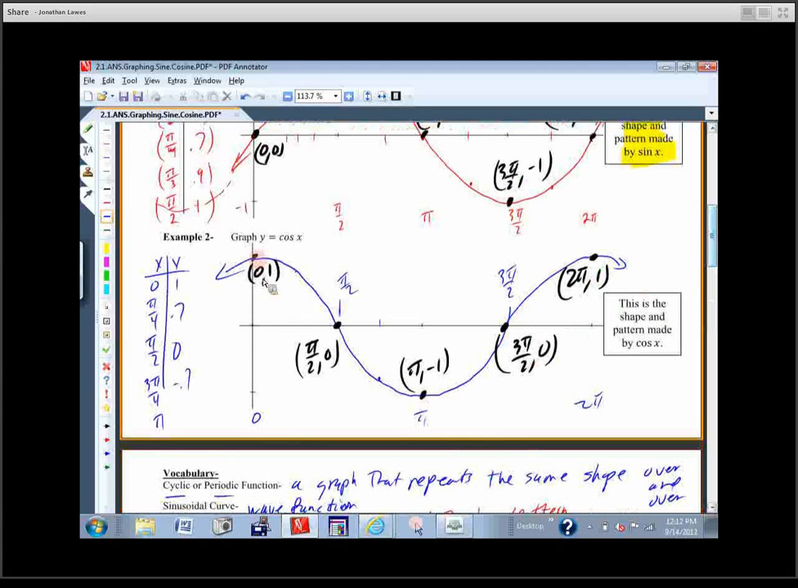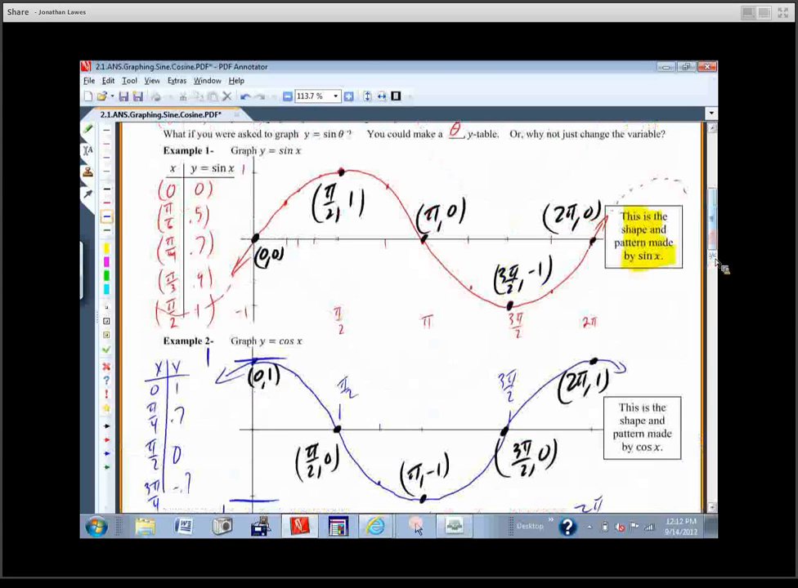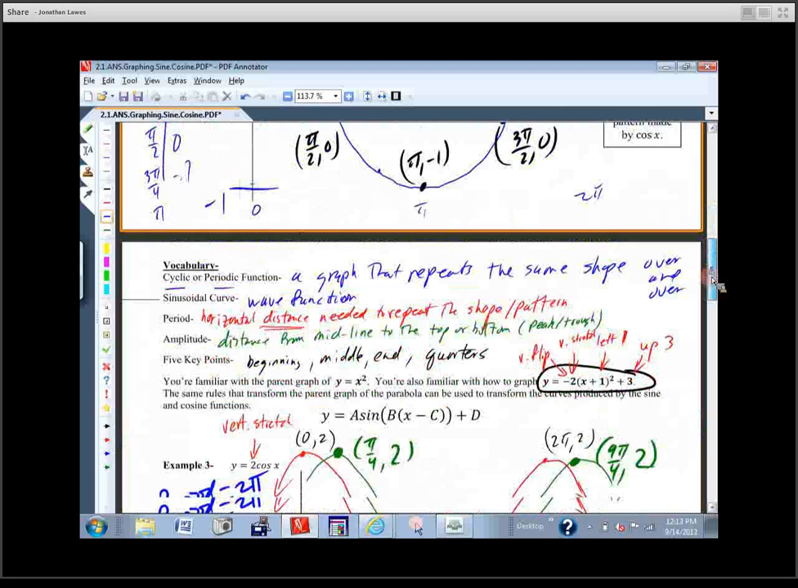What's the amplitude here? What's the distance from the midline up to a top or a bottom? Or what's the difference between 1 and negative 1, and then we take half of that? What's our amplitude here? Amplitude on both of these is 1. So these both have a period of 2 pi. They both have an amplitude of 1. Let's take a look at this next page.